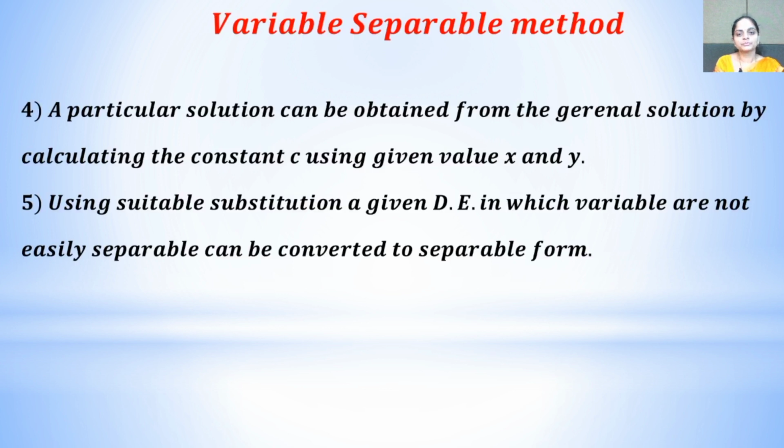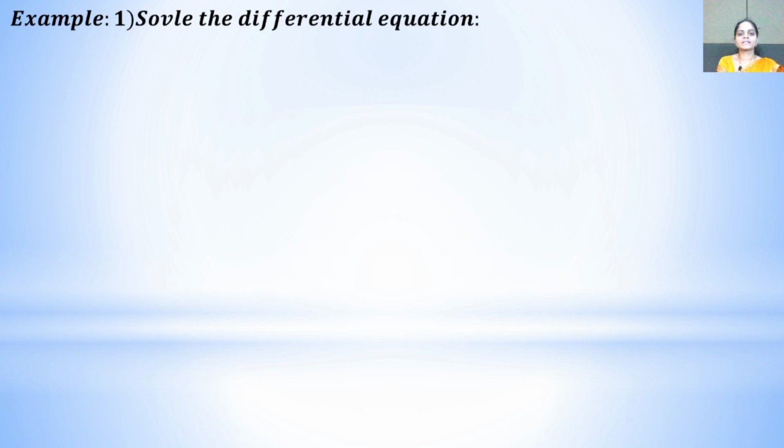Students, you must remember to convert the expression to variable separable form. We must take the terms of x on LHS and the terms of y on RHS. Here are the examples on variable separable form. First example is: solve the differential equation dy by dx is equal to 1 plus y square divided by 1 plus x square.